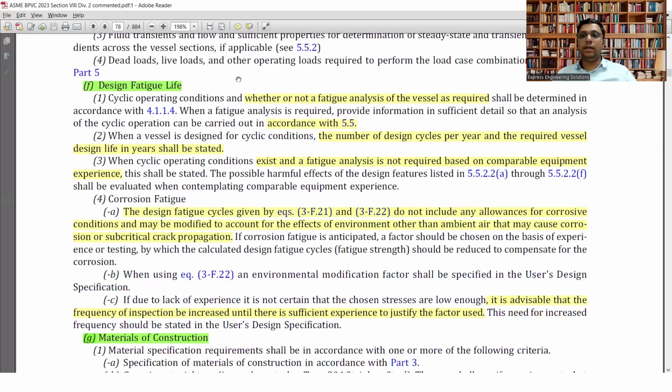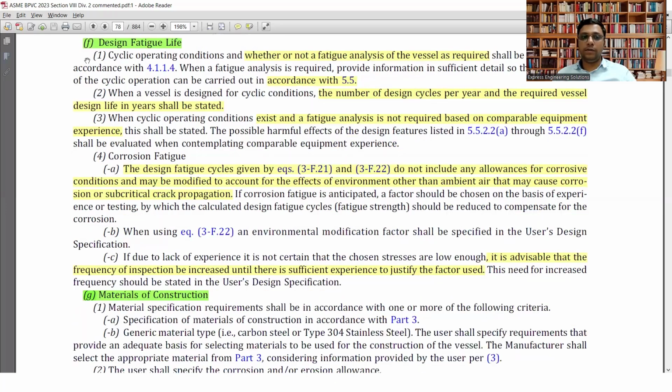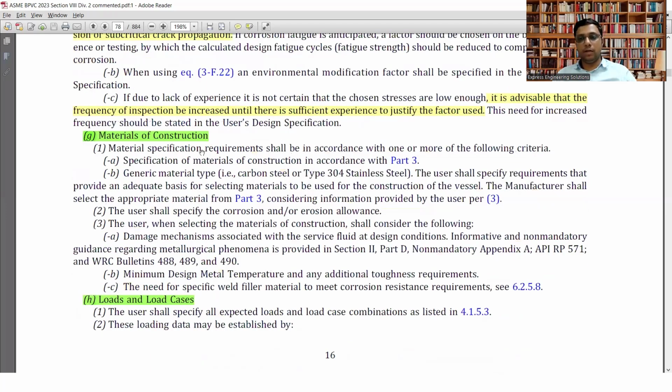If the vessel is under any cyclic service or if there is any fatigue life assessment to be done, all that information also needs to be provided under design fatigue life. So how many cycles are there? Are there any pressure cycles, temperature cycles, or is it a combination of pressure and temperature cycles? Are there any corrosion fatigue assessments required? All those things have to be specified under UDS, under the clause F, which tells us about the design fatigue life. Then the material of construction.